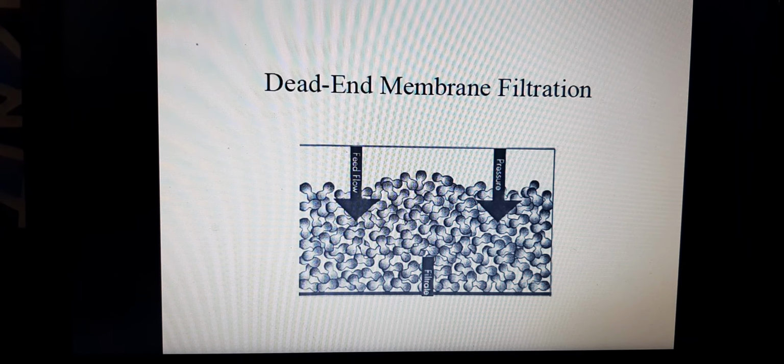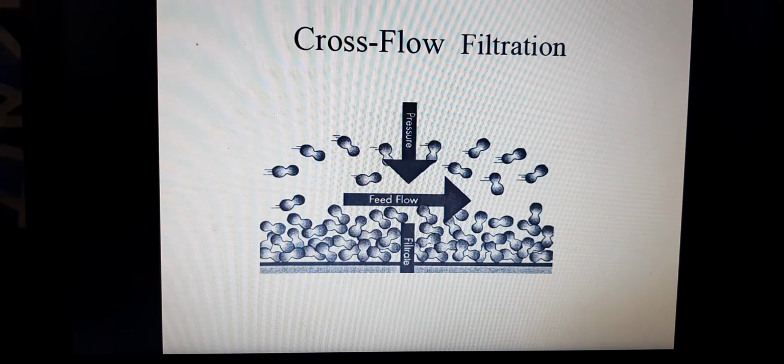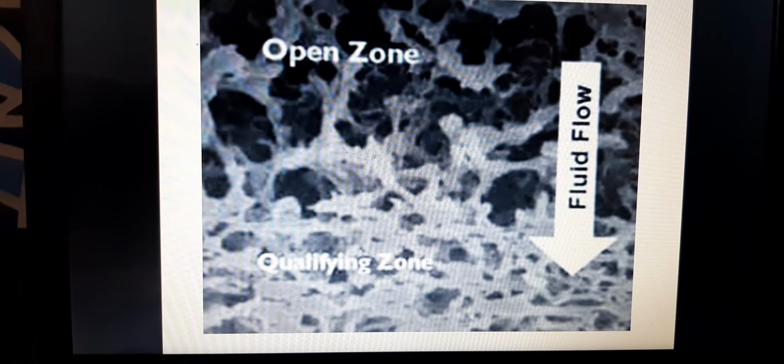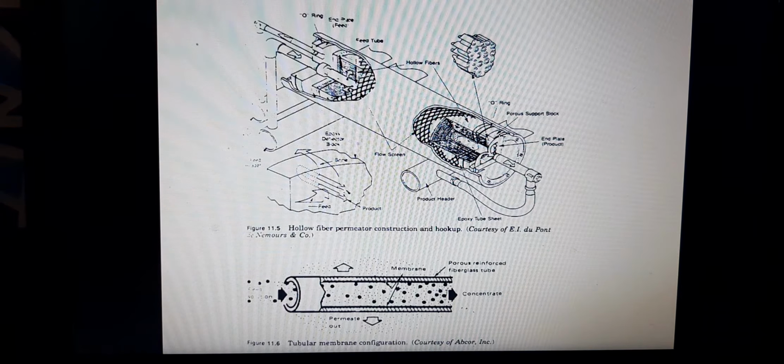This is the diagram of dead end flow, feed flow, and dead end membrane filtration. Cross flow filtration, this is again a filtration. Cross flow, vertical flow, these are the designs and types of filtrations. This is the membrane fiber. This is the open zone, which is actually the same structure, and the fluid flows likewise. This is a hollow fiber.